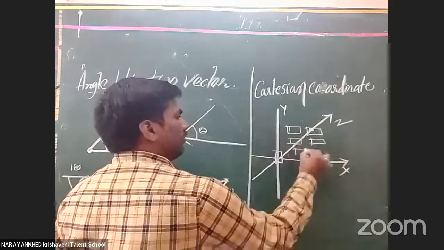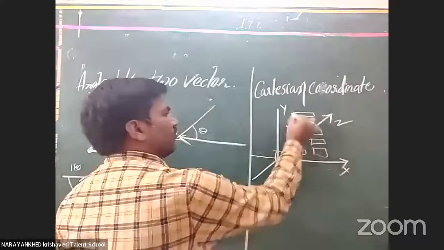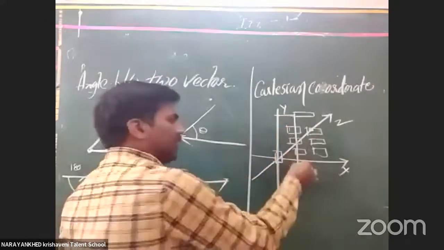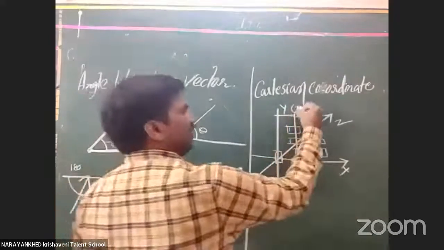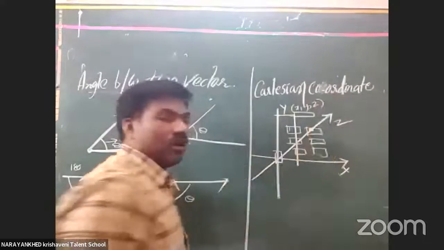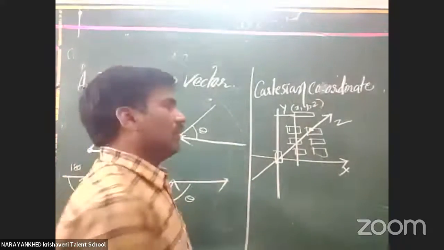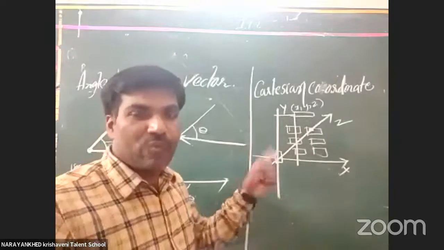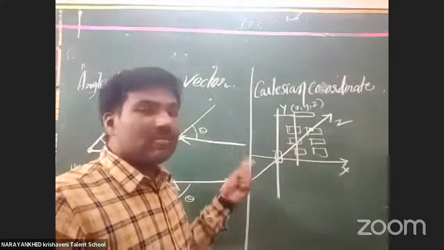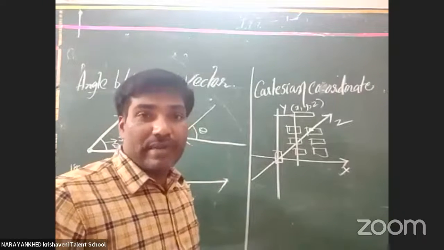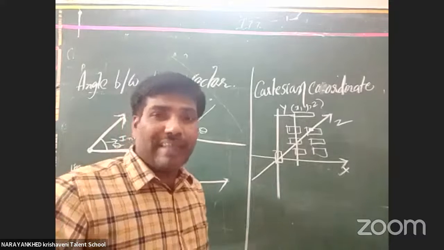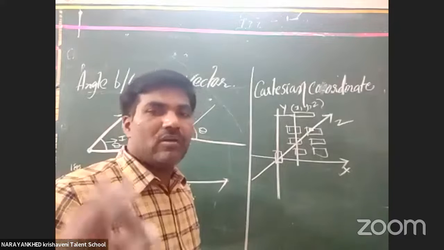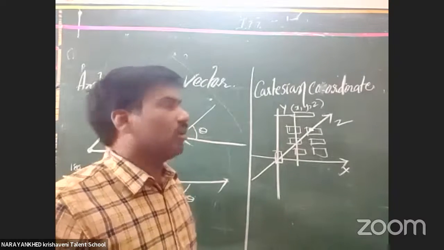Suppose this is the board. Okay, clear? And your position contains one point, x comma y comma z. You know very well, from the x-axis how far you are, from the y-axis how far you are, and from the z-axis how far you are. Whenever we give the explanation like that, that point is called Cartesian coordinates. I hope you got it.